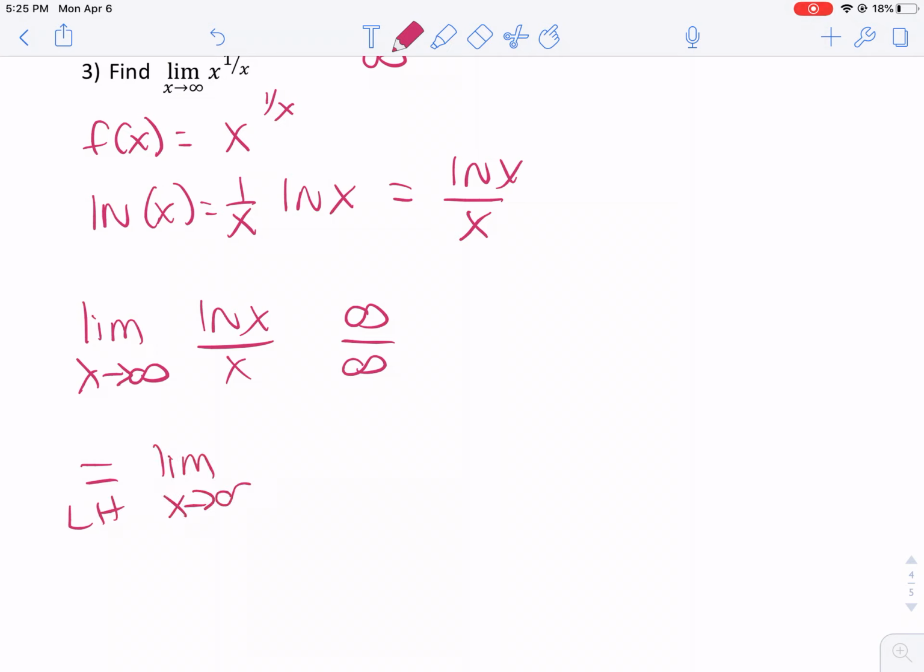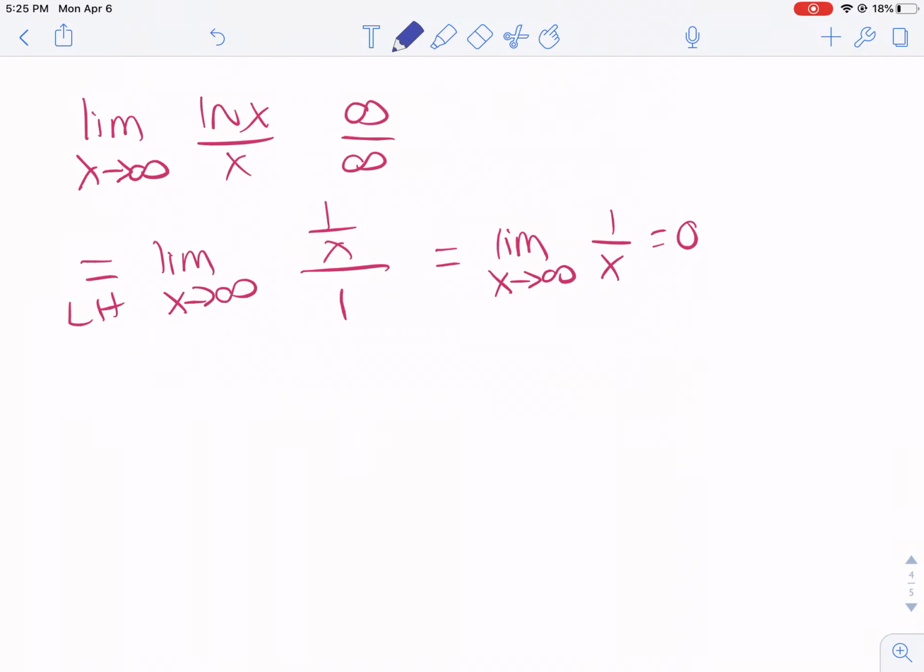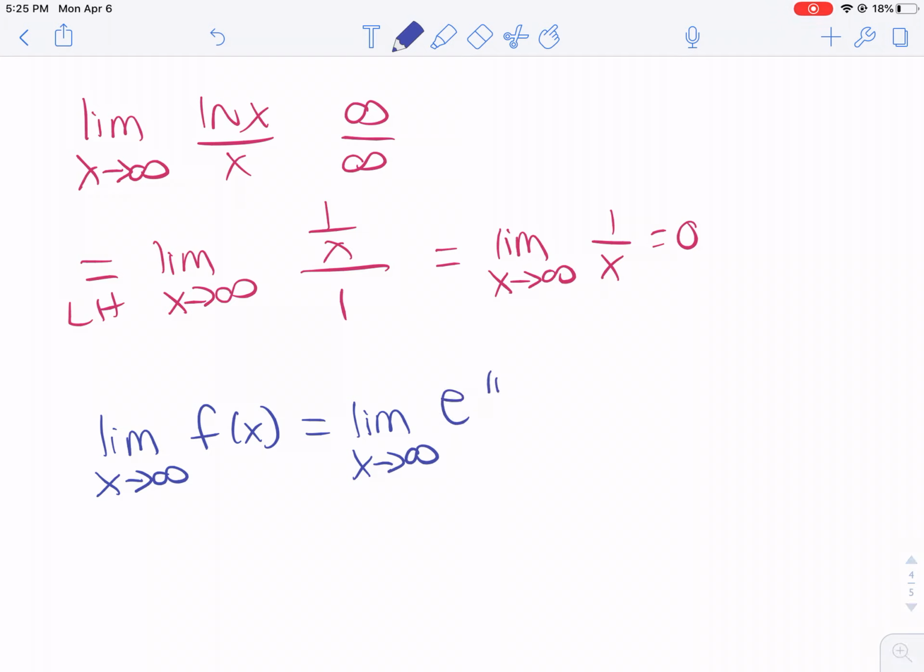I take the limit as x goes to infinity, and now I take the derivative of the numerator, derivative of the denominator. This is the same thing as the limit as x goes to infinity of 1 over x, which we know is 0. Again, last step, you always have to sort of synthesize what you just did. I want this. This is mathematically equivalent to this. This is the limit you just found. So this is e to the 0, which is 1.